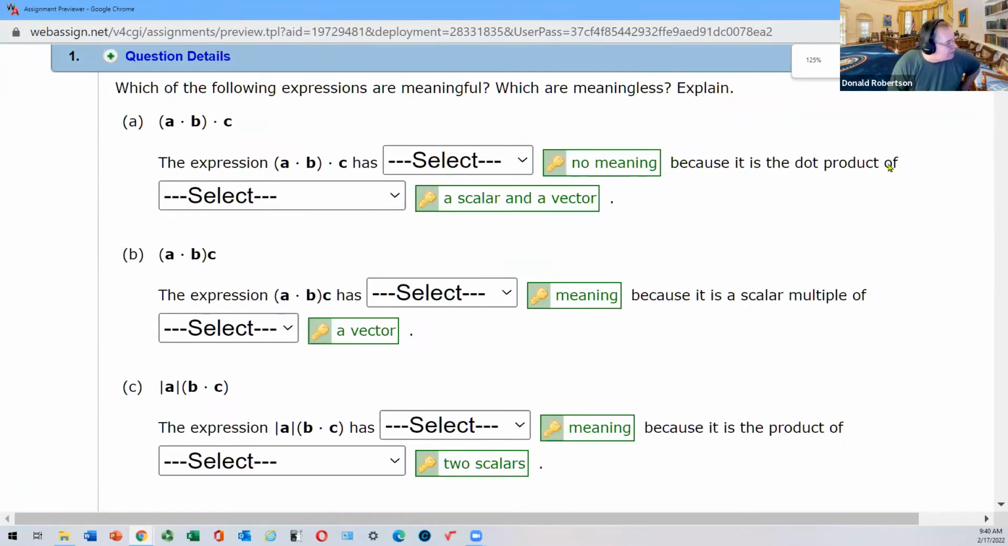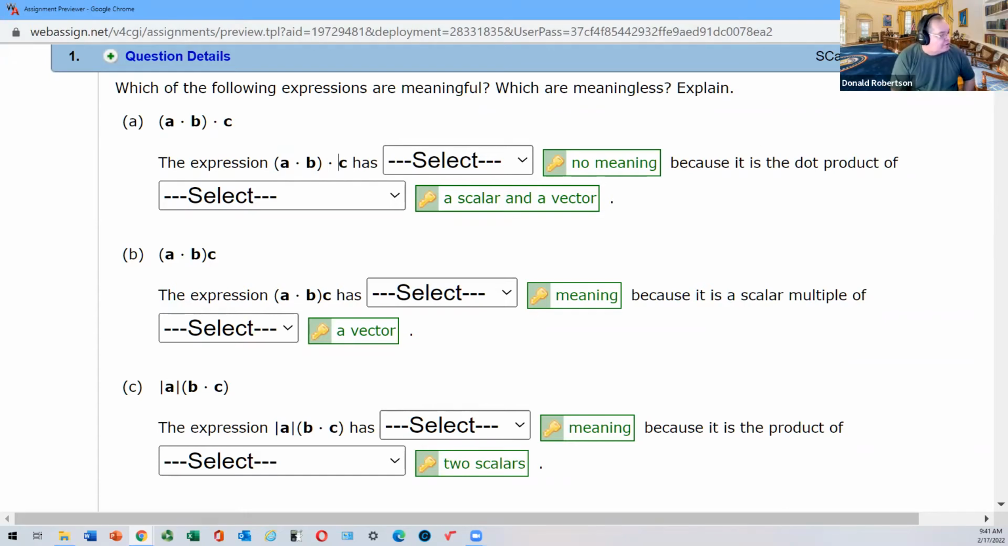Right. The first question that we haven't even covered, and it's the last question, is which of the following expressions are meaningful? And then which ones are meaningless? Meaningful means you can actually calculate the answer, right? And meaningless means it's impossible, right? The answer just can't be done, or it has no meaning. Can you find the expression A dot B, right? So the dot product of A and B with the dot product of a third vector C.